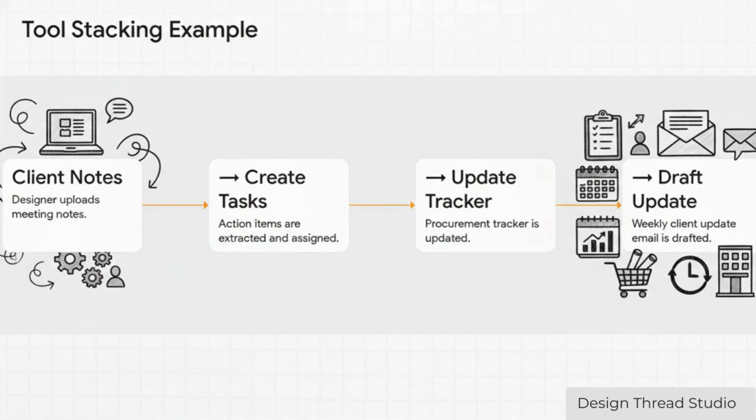Let's follow a single piece of information on its journey. A designer uploads their raw meeting notes. The system automatically reads them, pulls out the action items, and creates tasks in your project manager. Those tasks then automatically update your procurement tracker. And then at the end of the week, the system pulls all of that new data together to generate a draft of the weekly client update email. It's a beautiful, seamless flow.